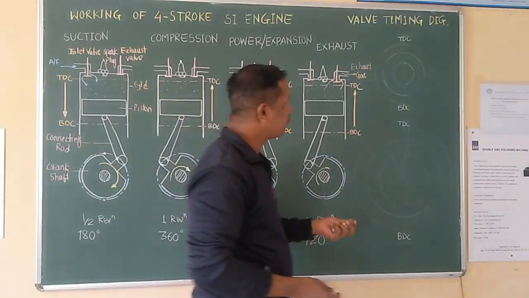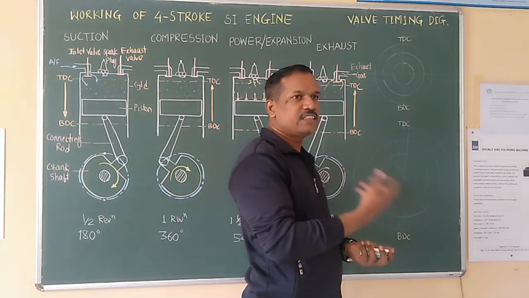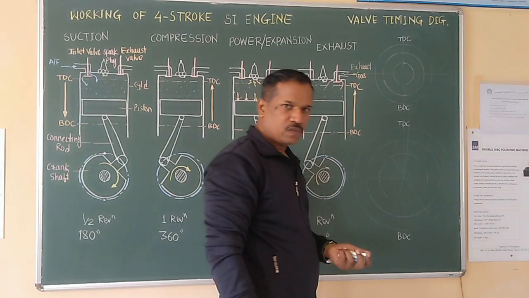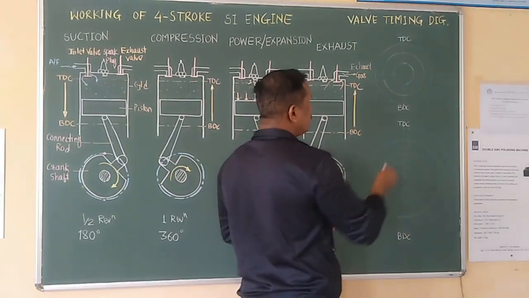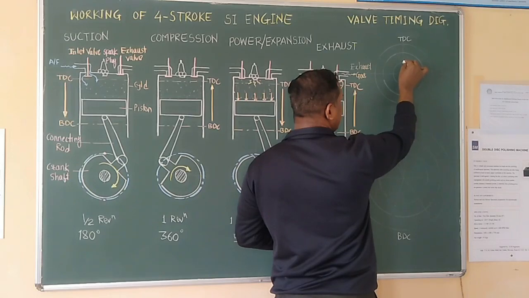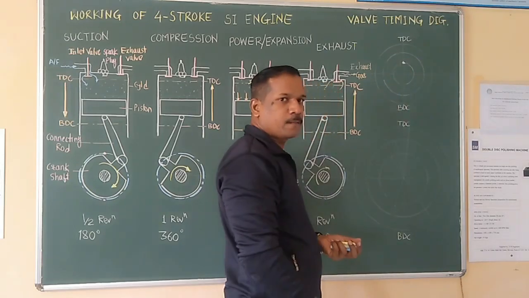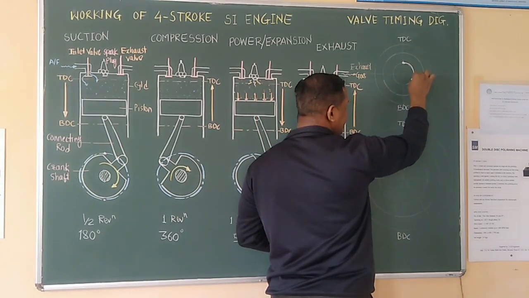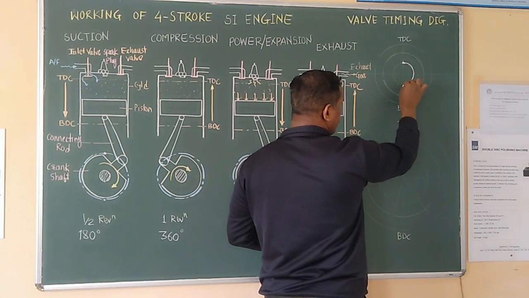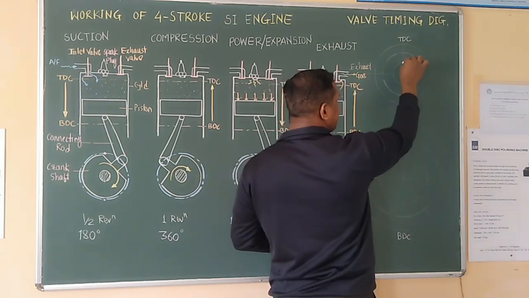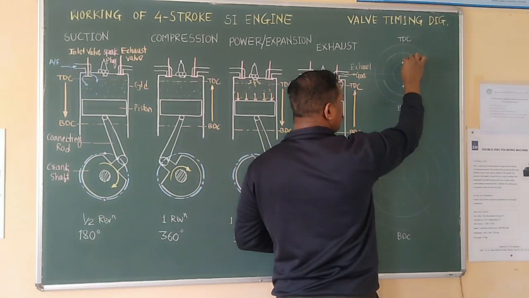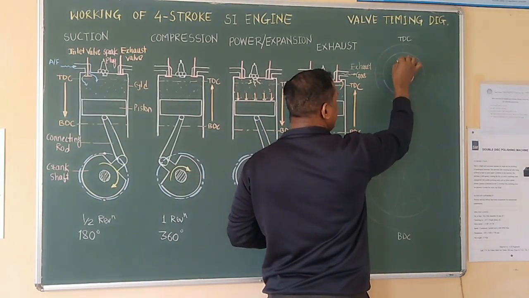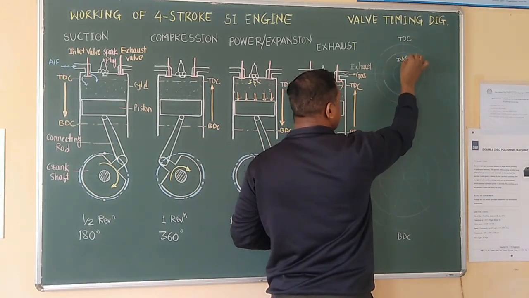In the theoretical, how to make it easy to draw the valve timing diagram? So draw 3 circles first, and this is our first point. When the piston starts to move from TDC to BDC in suction, the inlet valve is open.